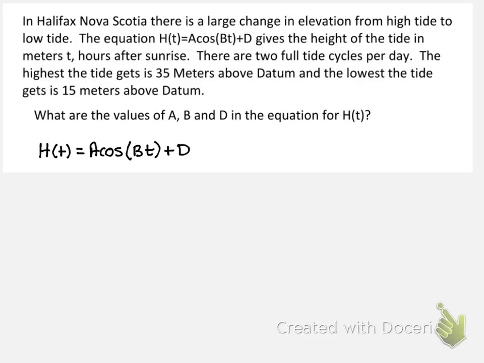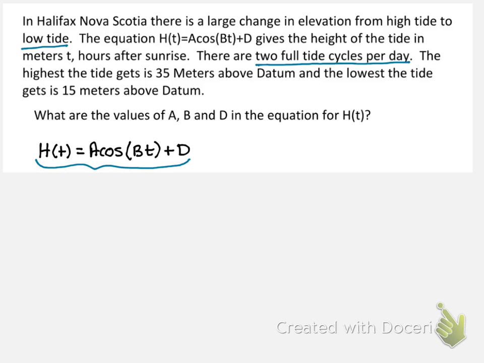We've been given another word problem, and this time we've been given our general equation for any kind of sinusoidal sine or cosine graph. And in Nova Scotia, there's a tide. It's how high or low the water is at a given time. And it says there's two full tide cycles per day.